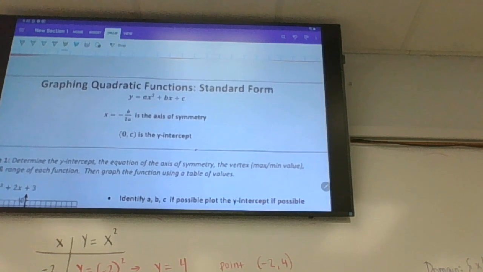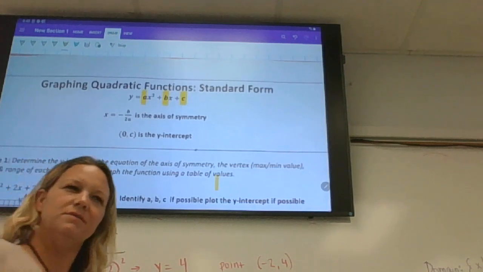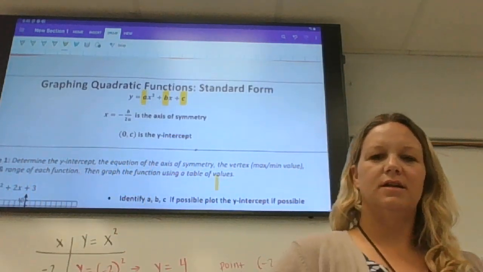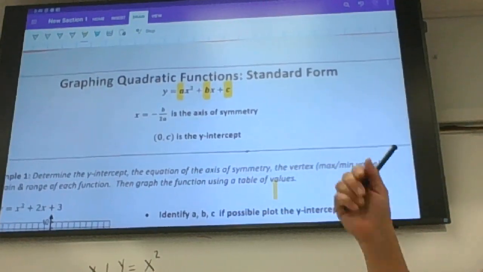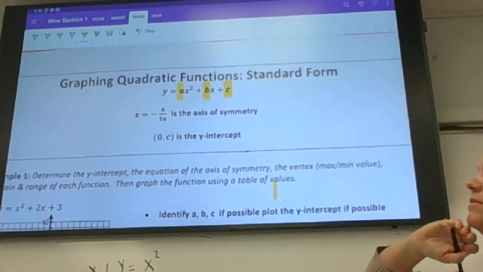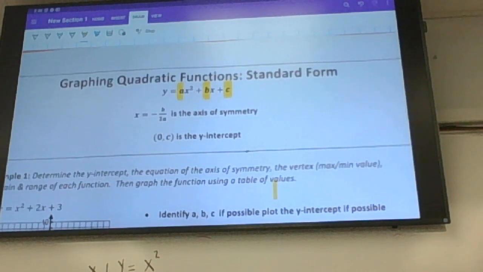So, we're going to draw these quadratic functions in standard form. Notice we have A, B, and C. Have we talked about A, B, and C before? No. Yes, when we talked about factoring, I said it's important to understand what A, B, and C are. Let's look at this, the axis of symmetry. Have you guys ever heard the word axis in school before?